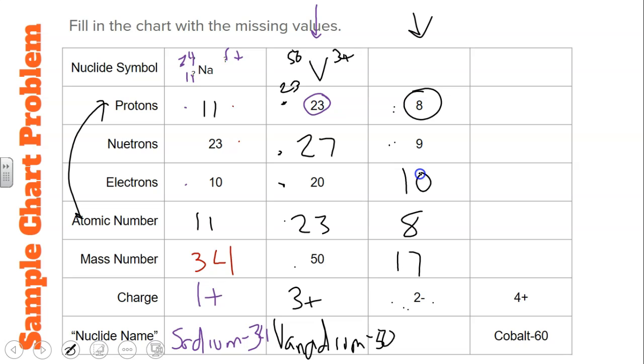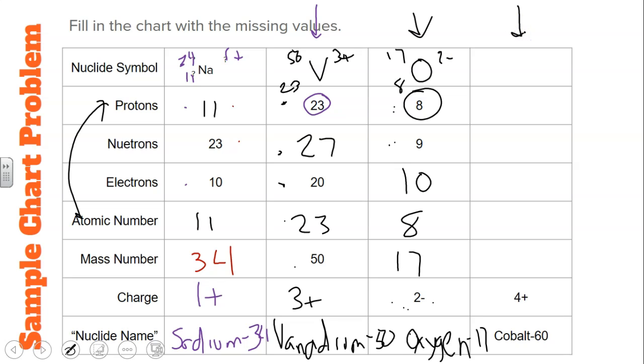We look at the periodic table. That gives us a name of oxygen. Its mass number is 17, so that's oxygen-17. And now we can write the nuclide symbol, O, with an 8 down there and a 17 in the upper left-hand corner with a 2 minus charge here. Now, the last one gives us a nuclide name and the charge and nothing else. So let's get at it.